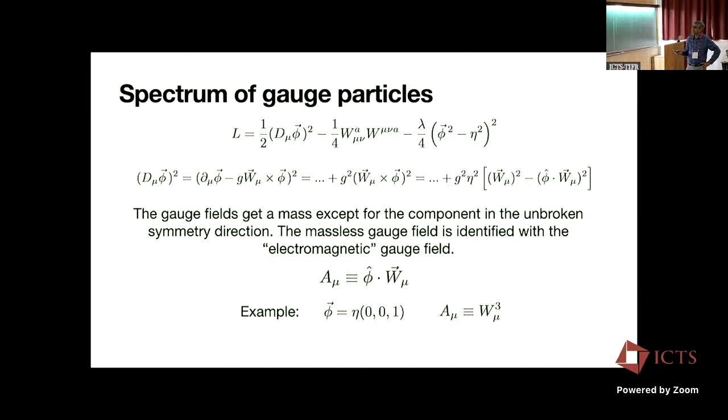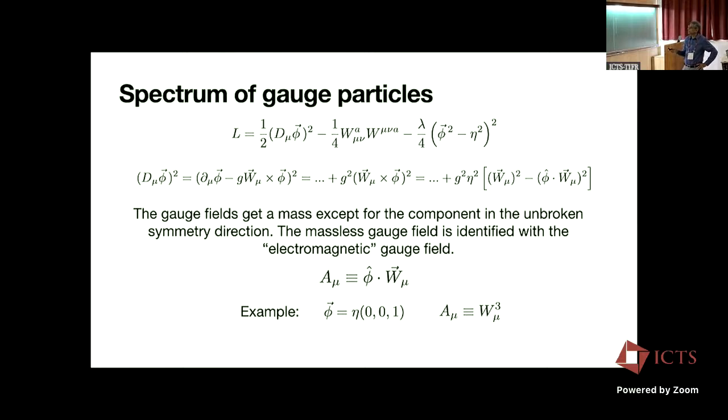Now, if you look at D_mu phi squared, it is D_mu phi minus g, and then this cross term, whole squared. If you open this out, there'll be a term which will be this last piece squared, so there'll be g squared (W cross phi) whole squared. And so you can write this term as g squared eta squared (W squared minus (phi hat dot W) squared). So this is like a mass term in the Lagrangian, because this is like m squared times the field squared.